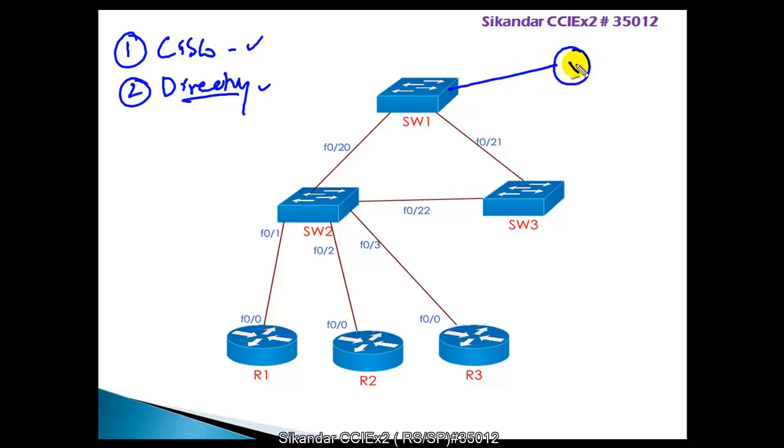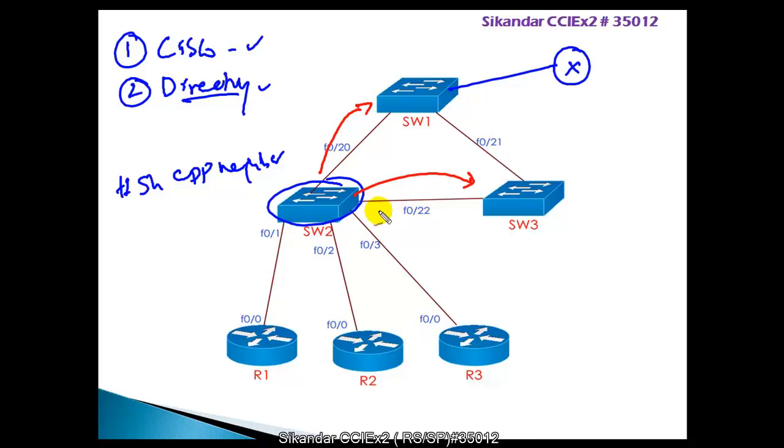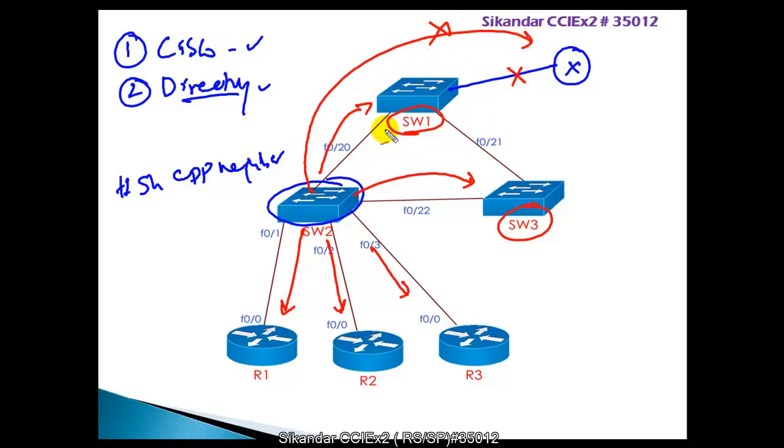Suppose there is a router here, and if I go to this router here, switch 2, and I give the command show cdp neighbor, or whatever the command relating to show cdp, this command is going to display only the information about your neighbor devices. Neighbor means directly connected devices. So it's going to provide the information about all three routers because they are directly connected, and it's going to provide the information of switch 1 and switch 3, but you will not get the information about the device which is not directly connected.